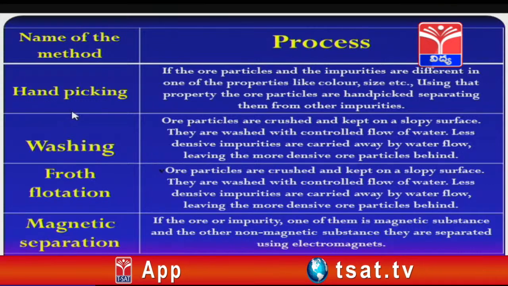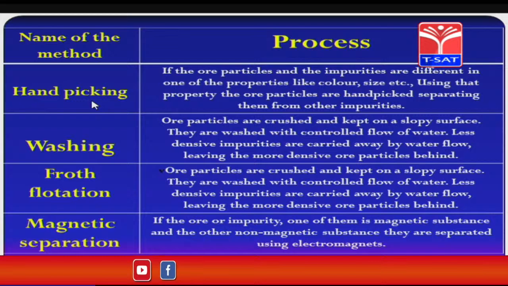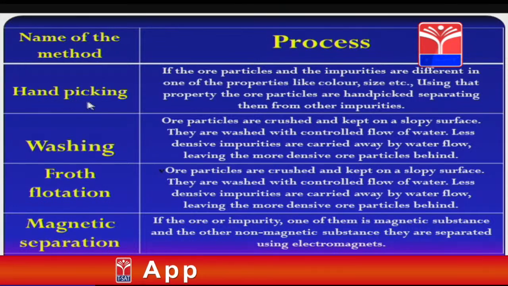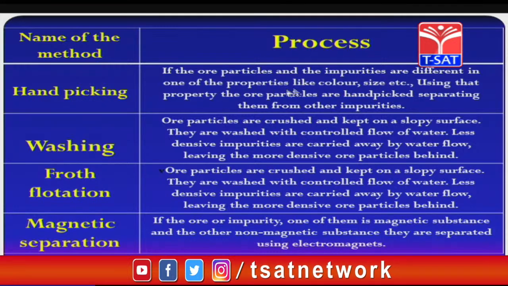First one, hand picking. Children, the word itself tells us that you are picking and separating the impurities from the ore. Hand picking can be done only when the sizes of the impurities are different, the colors are different. So, if the ore particles and the impurities are different from one another depending upon properties like color, size, etc., ore particles can be hand picked and separated from the impurities.